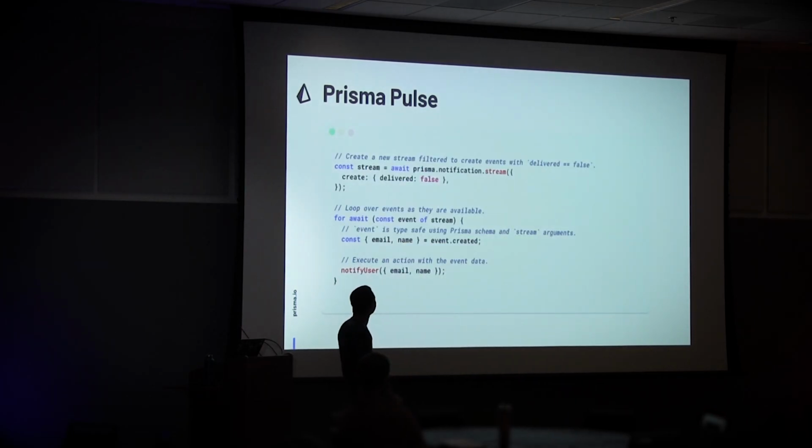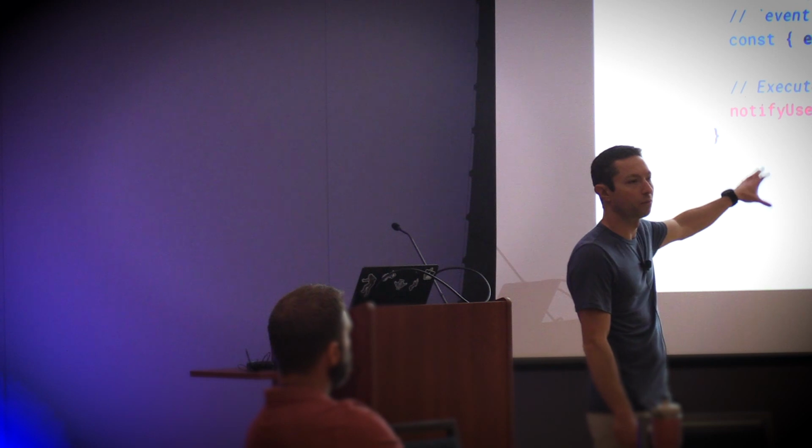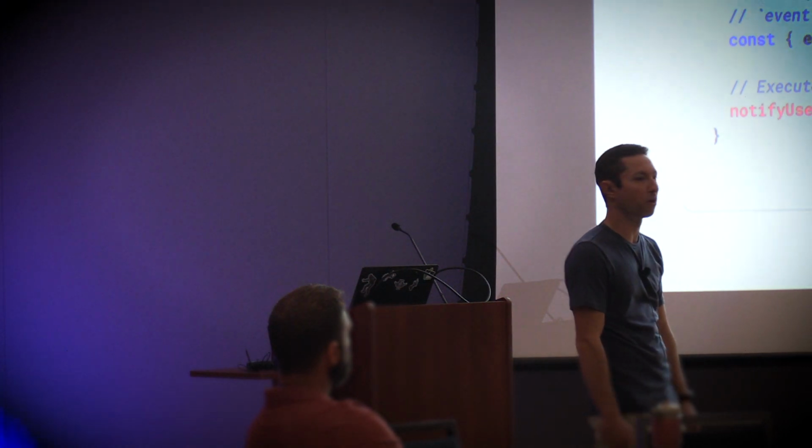And this is what it looks like to use Pulse. You literally say prisma.notification, that's your table name, you want to stream it. You can tell it, I only want create events where deliver is false. We do all the filtering on the back end so we don't overload your app with a bunch of events you didn't care about. And then just a for await loop. Just like we saw in the open source example too, this one's just a step later where it can apply filtering and transformations, that sort of thing. And this is all type safe based off the types that the Prisma ORM gives you.